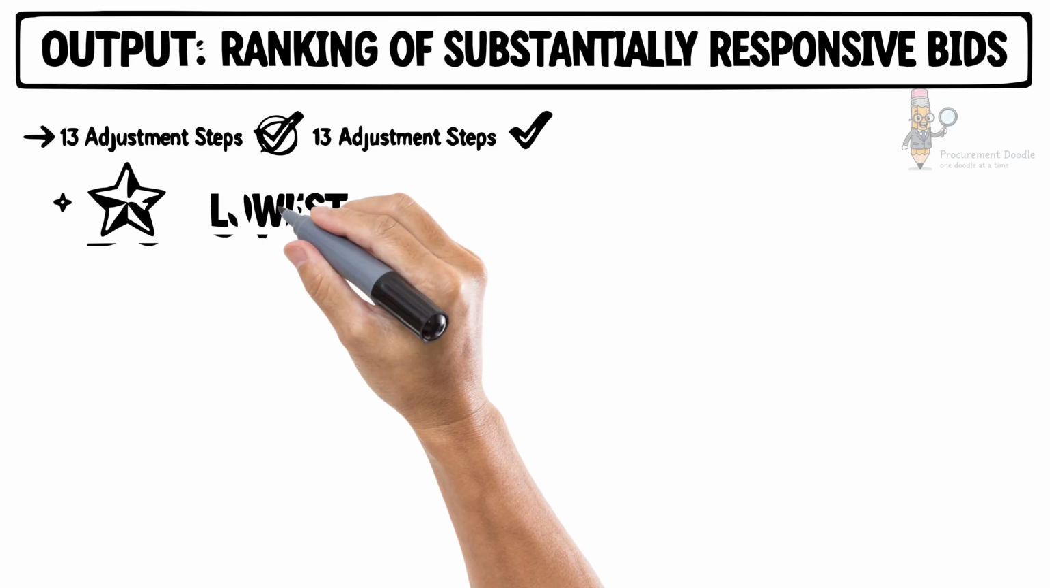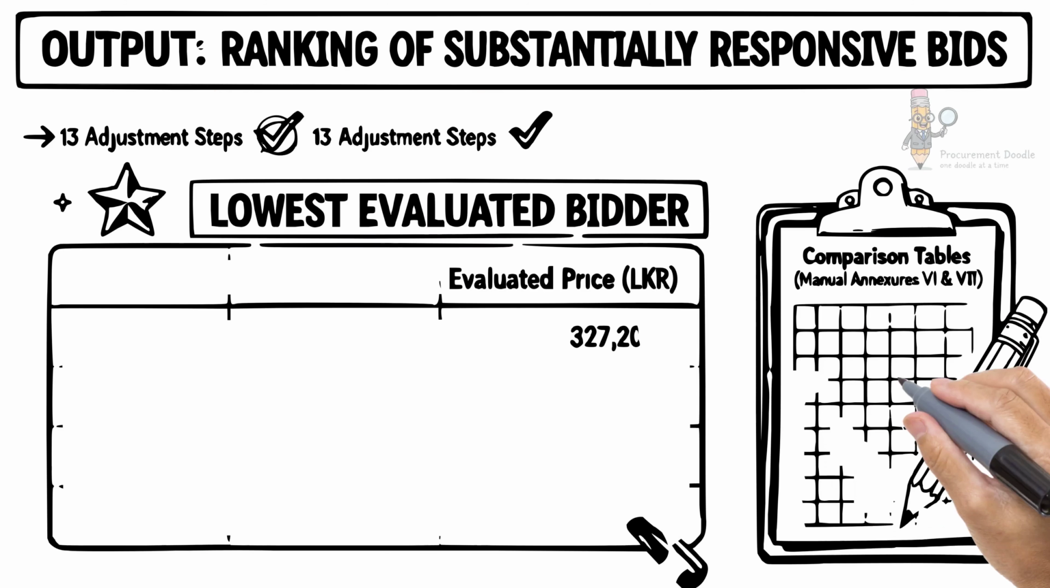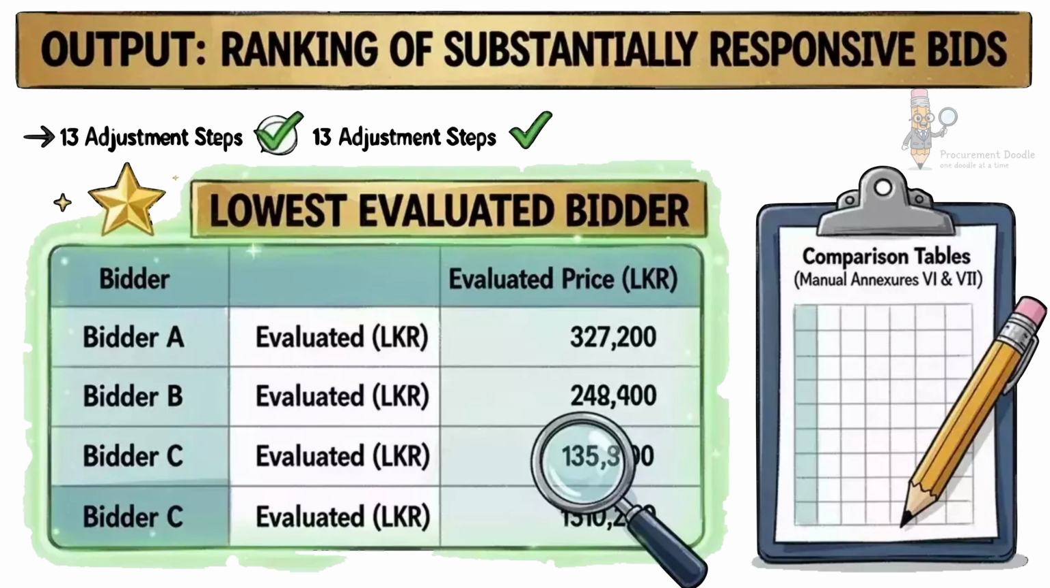After applying all 13 adjustment steps, the committee arrives at a final evaluated price for each substantially responsive bid. These bids are then ranked from lowest to highest evaluated cost. The results are documented in comparison tables, as prescribed in the procurement manual, clearly showing the substantially responsive, lowest evaluated bidder.